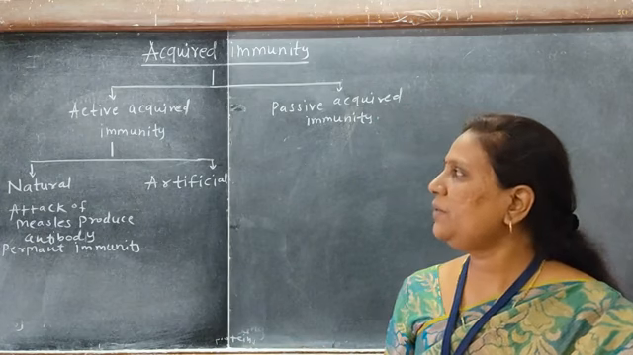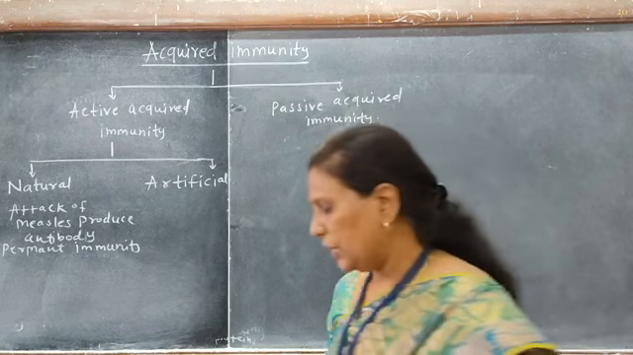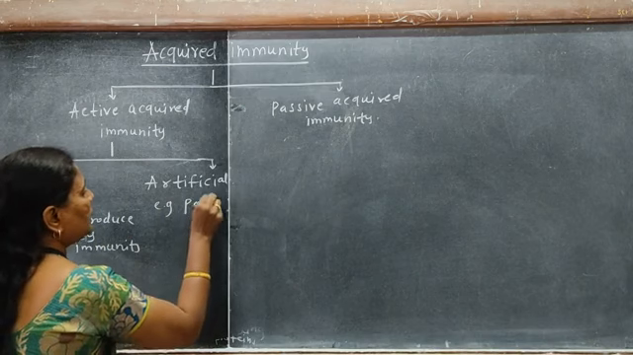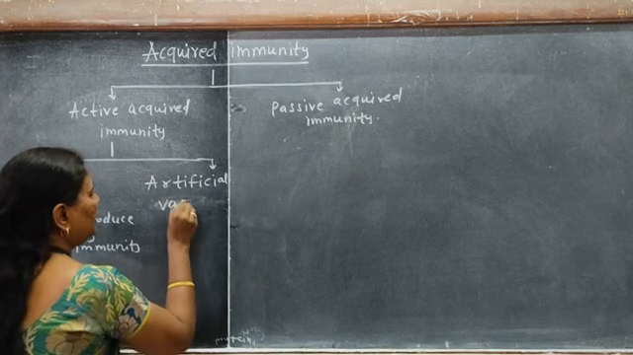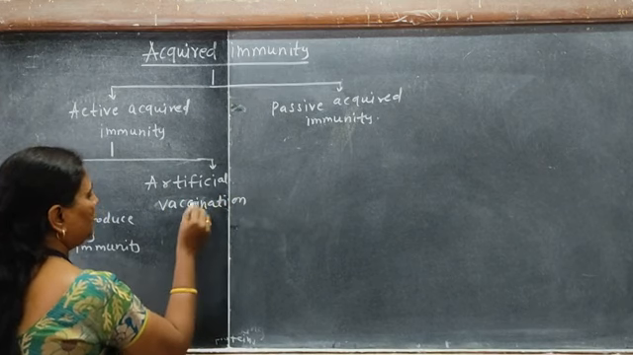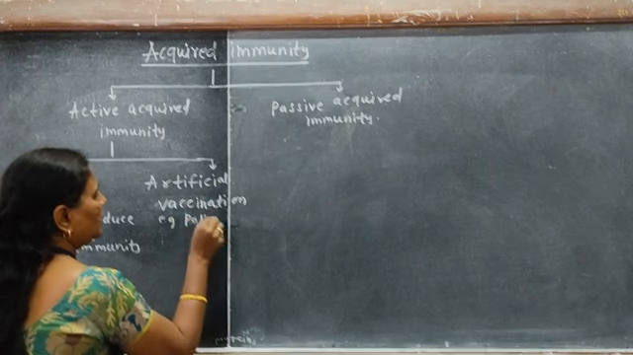Vaccination is the artificial active acquired immunity. So example of this artificial immunity is polio vaccine. This vaccination produces the artificial immunity. Example, polio vaccine or the BCG vaccine.